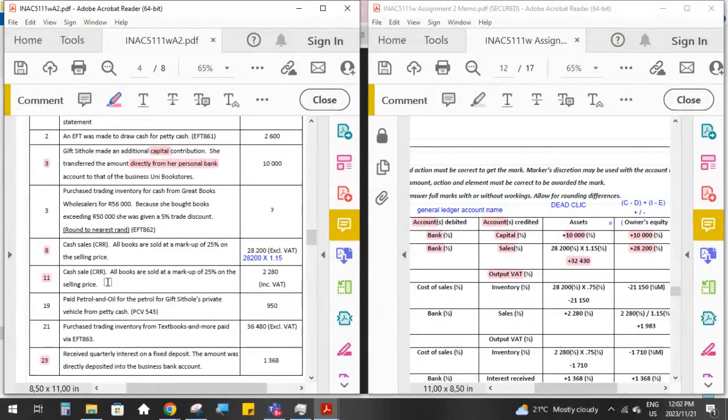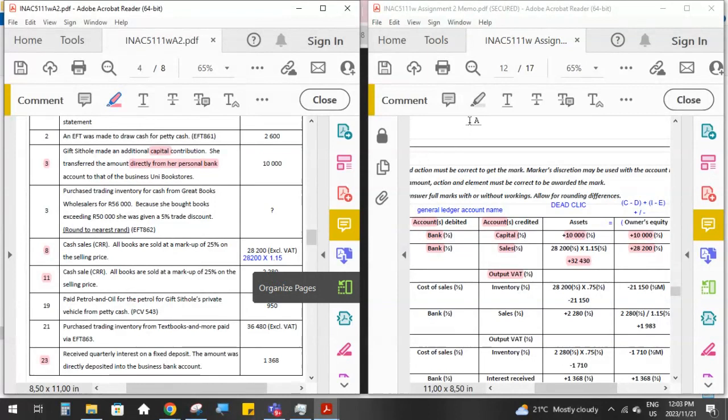Okay? Which means we've got to decrease our inventory account to remove the inventory that the customer went home with. And we have to increase an expense account because we incurred an expense in order to make that sale. And that expense that we incurred is called our cost of sale.